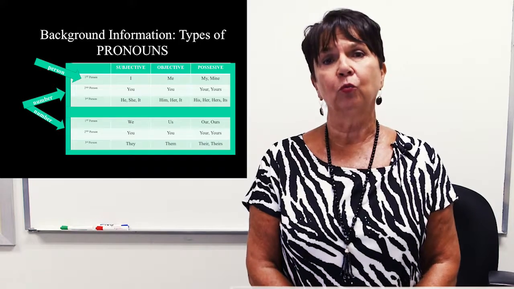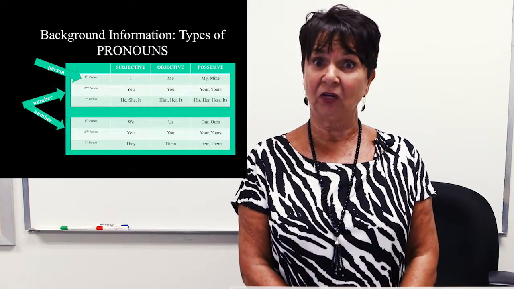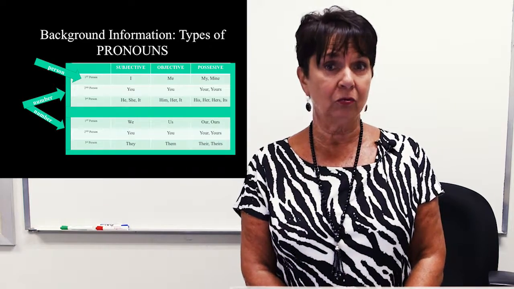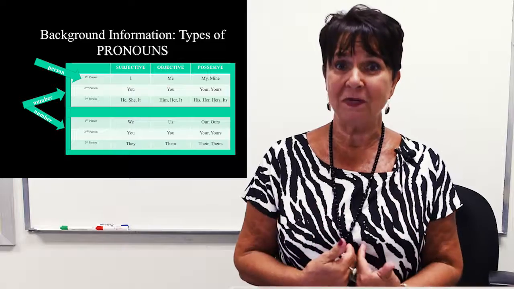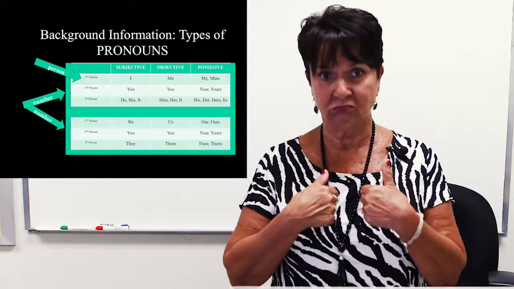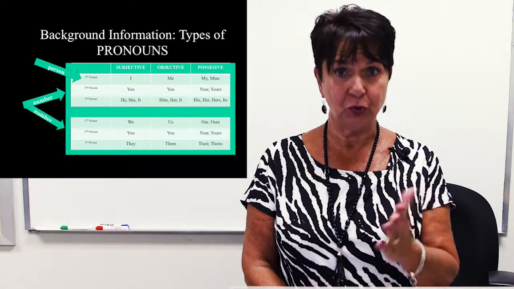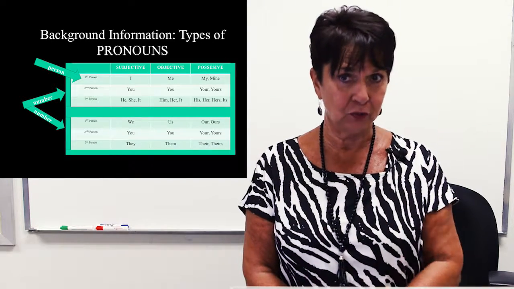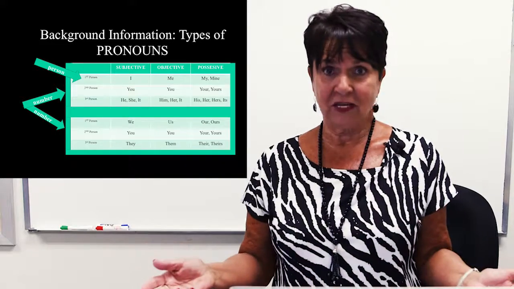Objective case receives the action of the verb, or actually receives an object. I throw the ball. The ball is thrown to me. Who received the ball? Me. I throw the ball to you. Who received the ball? You. I throw the ball to him, to her, to it.